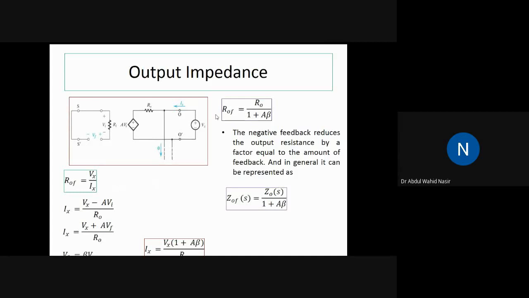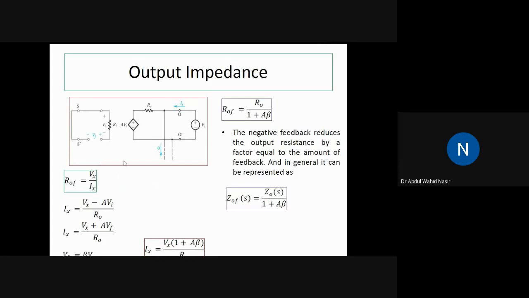Okay. Now here also, you remove the RL from here, remove the load resistance, and then you add a Vx. This is a test voltage to get a current Ix. Okay. So at the output, ROF, that is the output resistance of the feedback, will be Vx by Ix. Clear? It will be equal to Vx by Ix. So this is the output resistance.